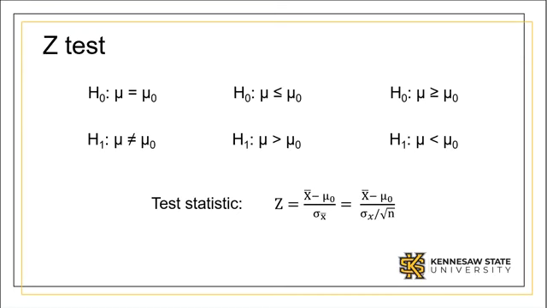Here, x bar is the sample average. Sigma x bar is the standard deviation of the sample means. Per the central limit theorem, this is the same as the population standard deviation divided by the square root of the sample size. If the number of samples is greater than 30, the sample standard deviation is often used as an estimate for the population standard deviation.